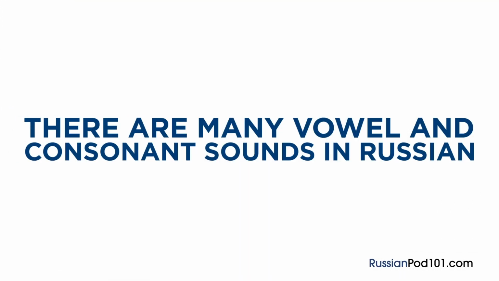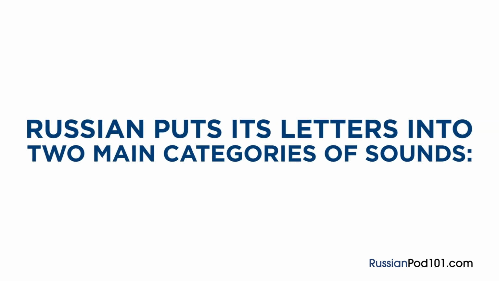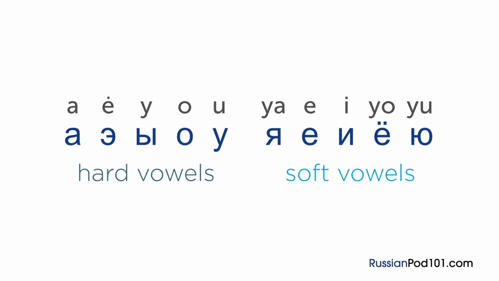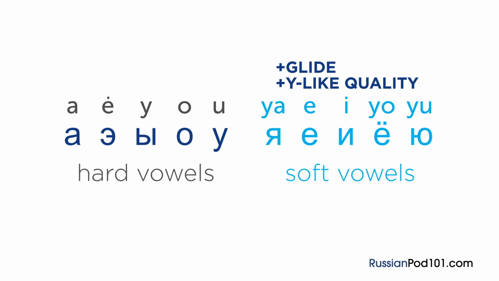There are many vowel and consonant sounds in Russian. Luckily, Russian puts its letters into 2 main categories of sounds, hard and soft. There are a total of 10 vowels in Russian, and they're divided equally. There are 5 hard vowels, which are a little similar to English: А, Э, У, О, Ы. And 5 soft vowels. These are vowels that have a slight glide or Y-like quality, making them sound softer: Я, Е, И, Ё, Ю.